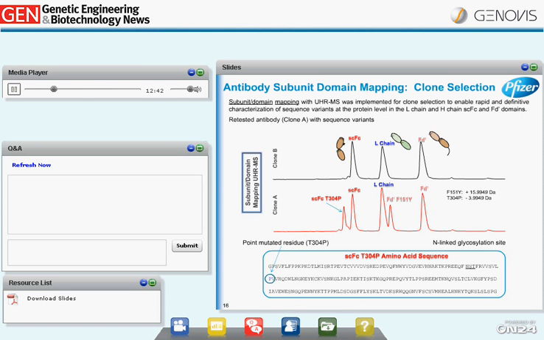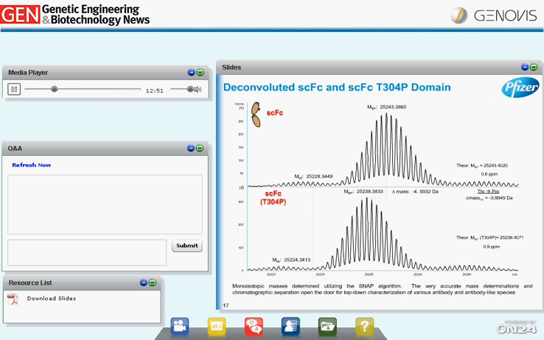We will focus primarily on the single chain FC modification, which we refer to as a threonine 304 proline modification. That particular mass spectrum for the single chain FC for the native and the modified is depicted here. What you see with the theoretical mass is low parts per million mass accuracy, but compared to the modified form, you can see that we have a less than 3 Dalton mass shift.